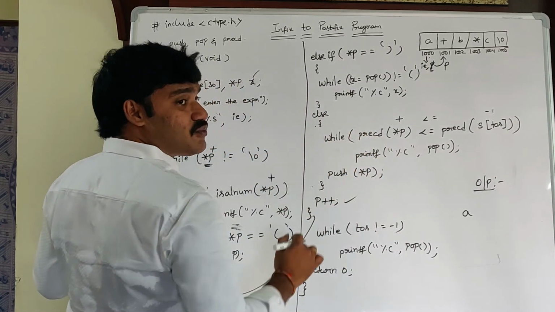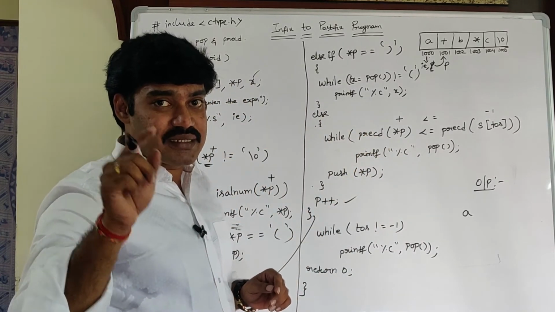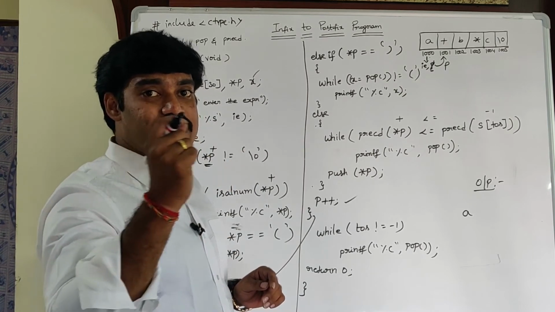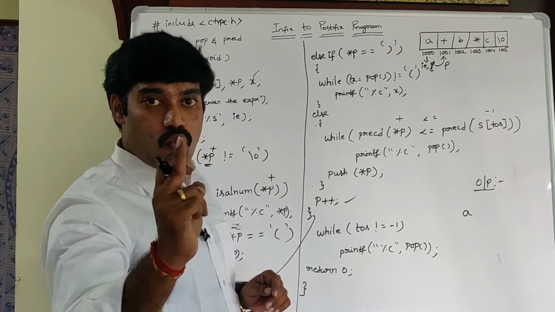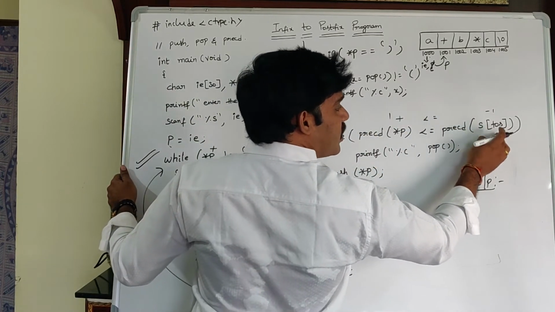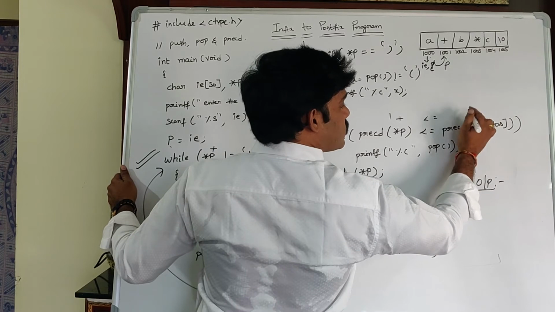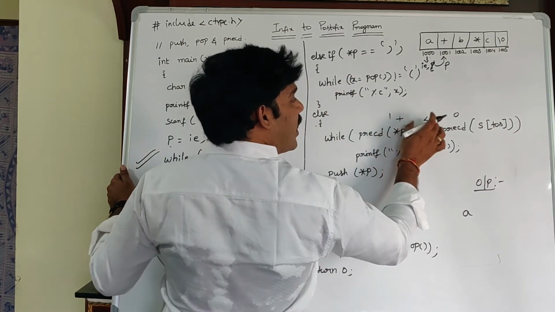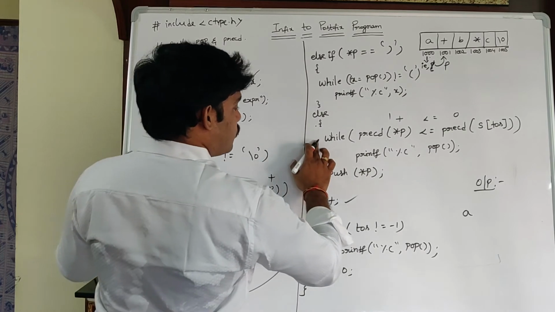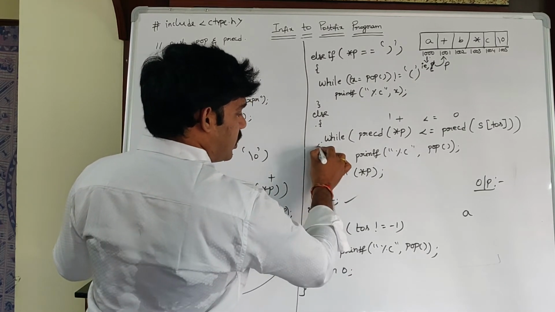What is the precedence function? For exponential, precedence is 3. For multiplication and division, precedence is 2. For addition and subtraction, precedence is 1. So for this one, precedence is 1, less than or equal to the top of the stack, which is -1. That means no element, so 0. Is 1 less than or equal to 0? The condition is false. Coming out of the while.